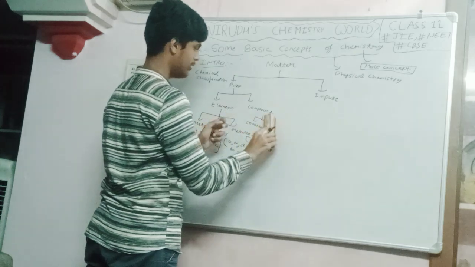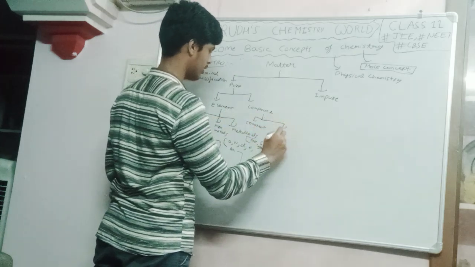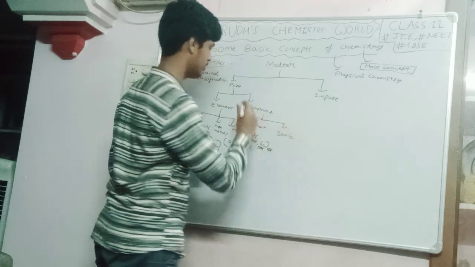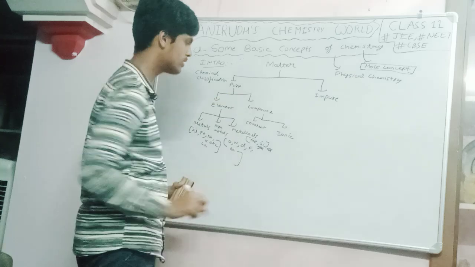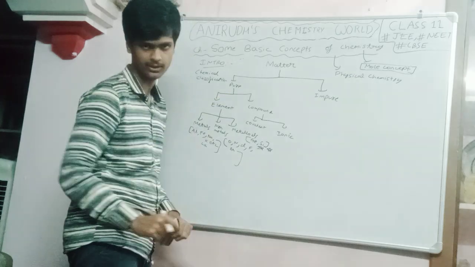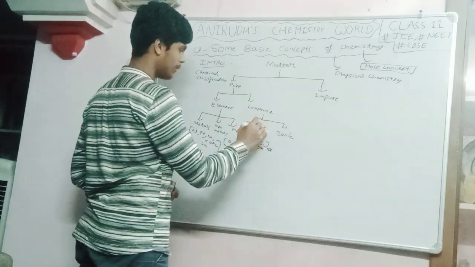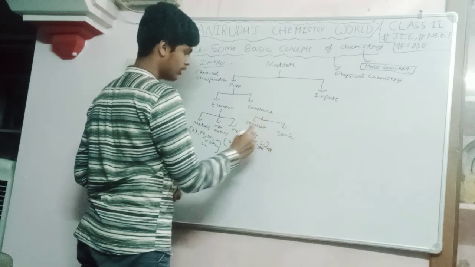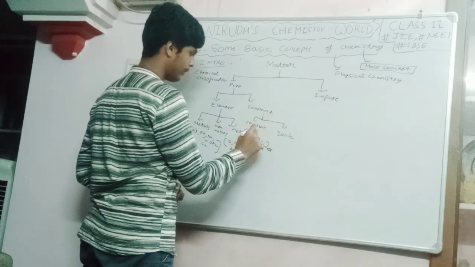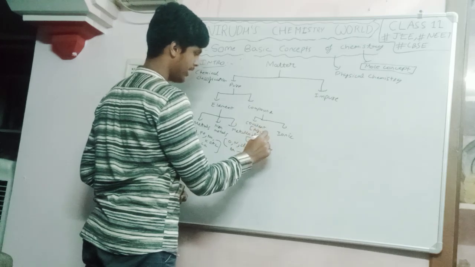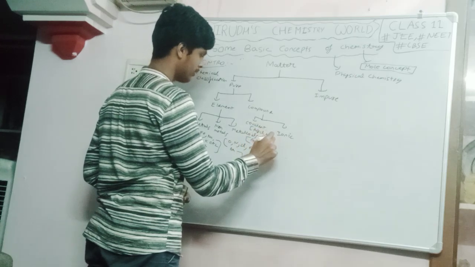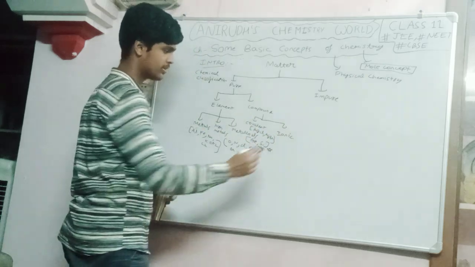In compounds, another one is ionic compounds. You might have heard in your 10th class that compounds are of two types: covalent and ionic. In covalent compounds, you will be having AgCl, AgBr. These are covalent compounds.